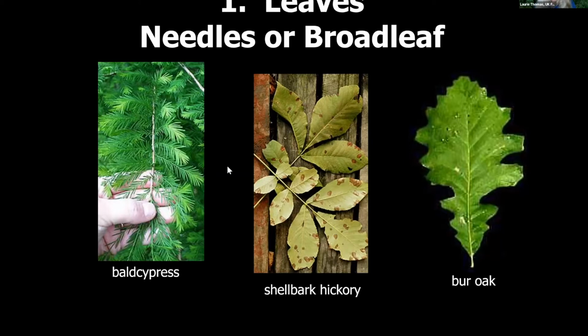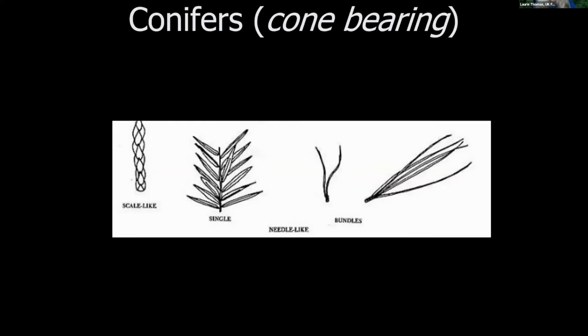Now in Kentucky, we only have 8 different needle or conifer type trees, needle bearing trees. All the rest of those 120 species are broadleafs. So we're going to focus a lot on the broadleaf. But we'll just go real quick over our conifers, or our cone-bearing needle type trees. So these needles are going to come in a couple of different forms. We've got our scale-like needles overlapping. We're going to have single needles. So they'll just be born individually on that twig, or they're going to be in groups. So let's look at each group that we have.